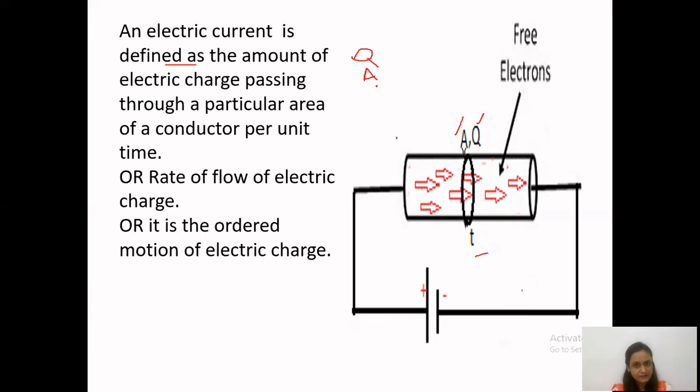For any given time t, if I'm calculating the amount of charge passing through a given cross-sectional area of a conductor, that is called current, which can also be called the rate of flow of electric charge, or we can say the ordered motion of electric charge. Because if the electrons are disordered, meaning they move in different directions, then the net amount of charge will be equal to zero and current will not be produced. While if it is ordered motion, if all are moving in a particular direction, then only current is produced.